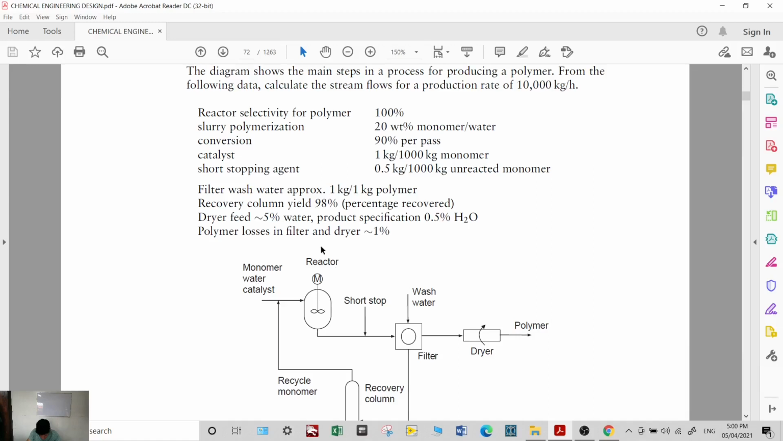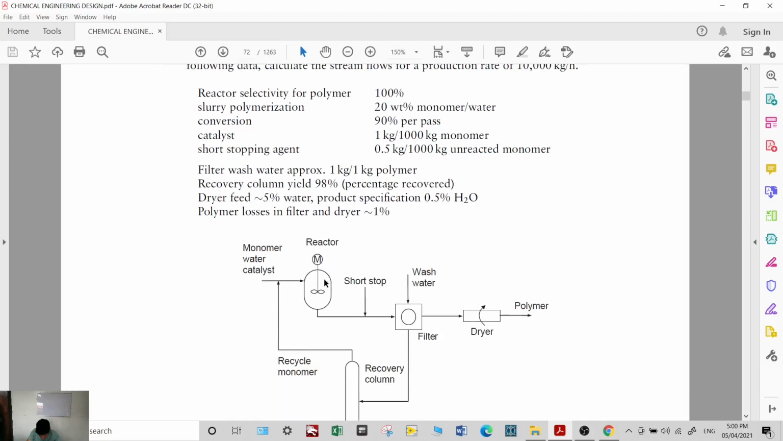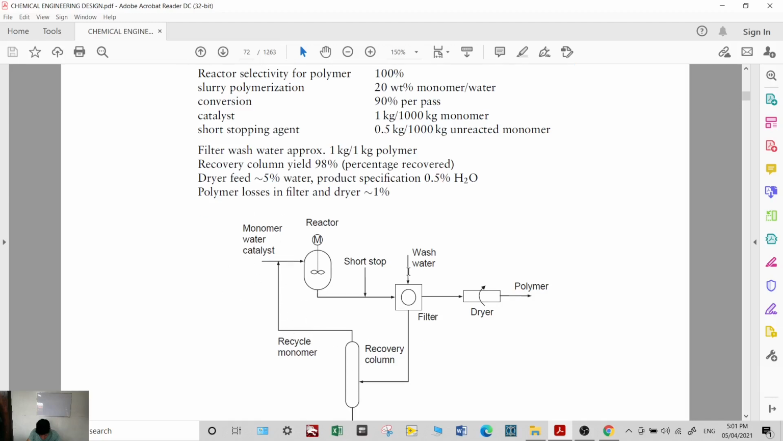So these are your inputs in order to make a polymer. Now, here you specify that 10,000 kg per hour is what you will produce. The question now is how much monomer, water and catalyst you should feed. Plus the recycle, which is the recycle of monomer from those that did not react, which goes back. Okay, and then you feed that to your reactor.